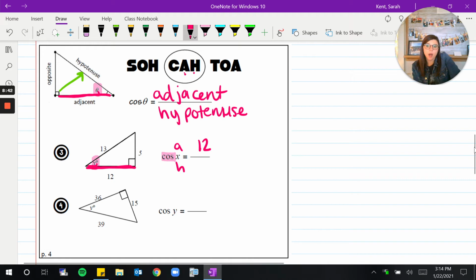And then our hypotenuse is across from the right angle. So this would be 13. So here, 12 over 13 is my final answer.